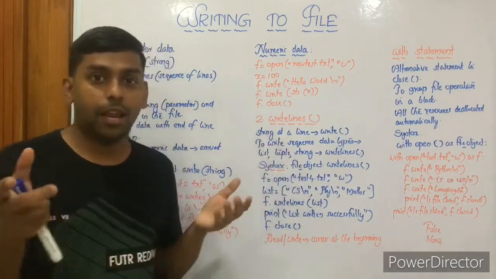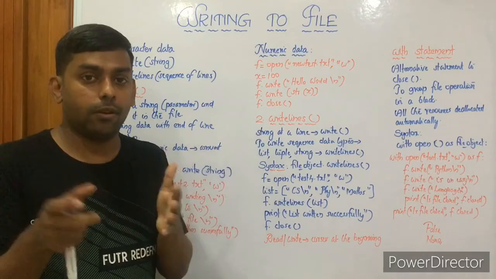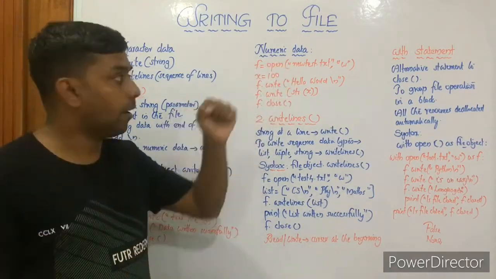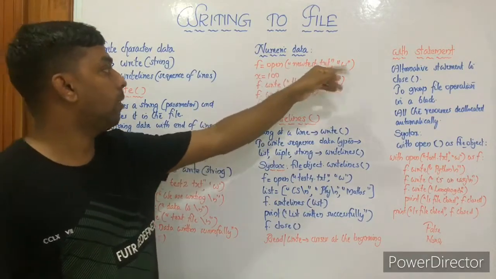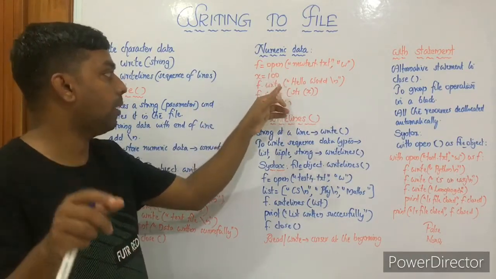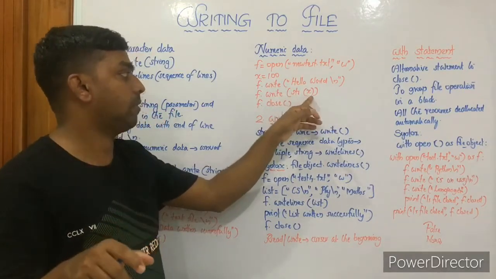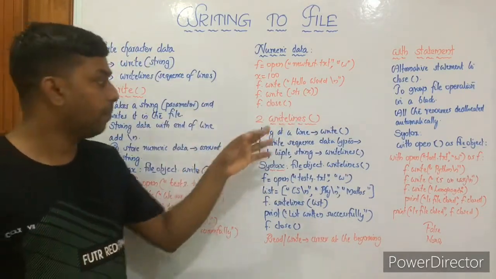Yes. It should be saved in the folder where Python is installed. Yes, you can go and see it. Then numeric data. We open test.txt in write mode. x is 100, that's the numeric data. Hello world is character data we are writing in the first line. Then str of x should be converted to string type. Finally closing it.